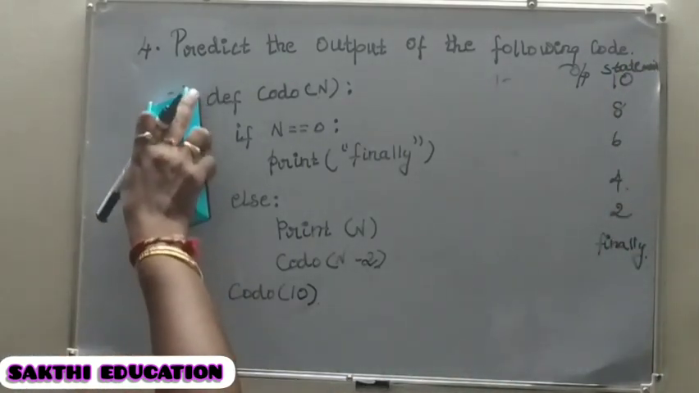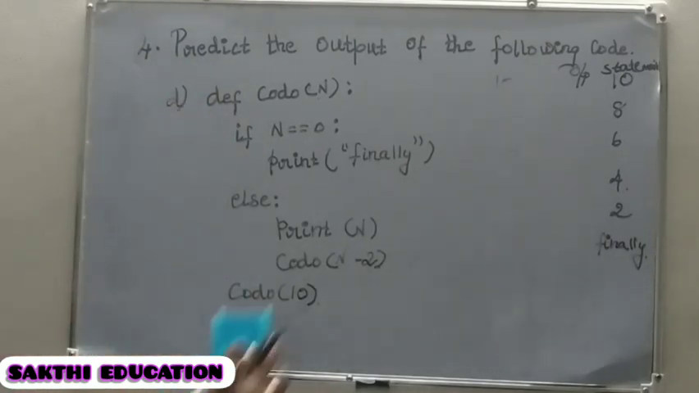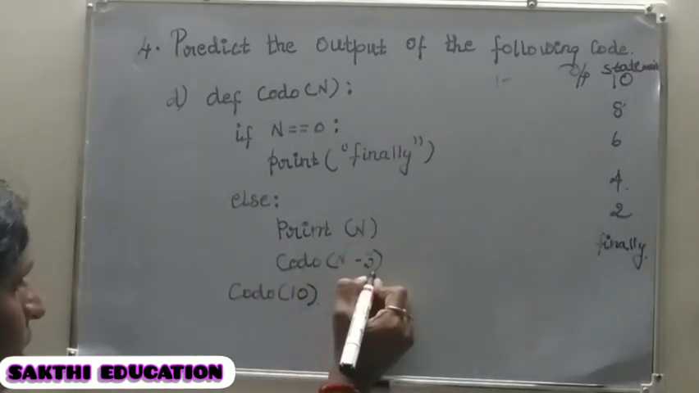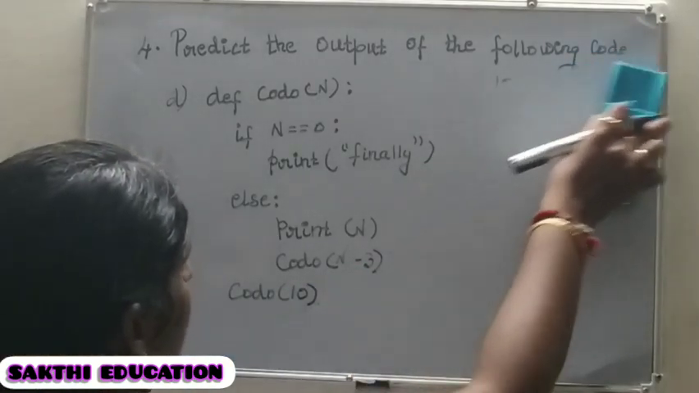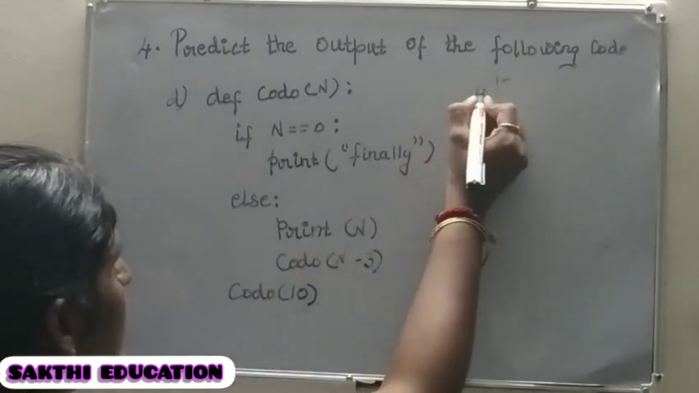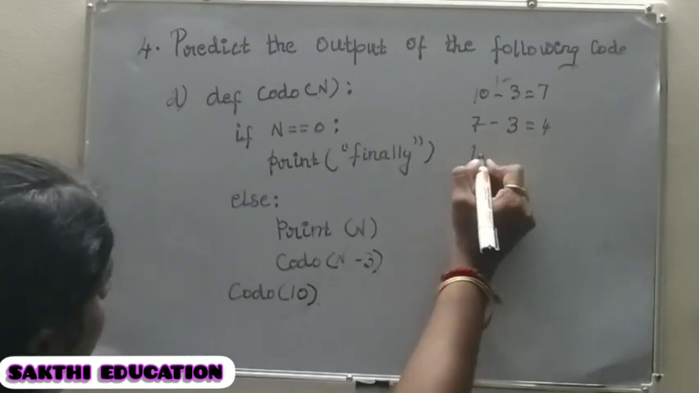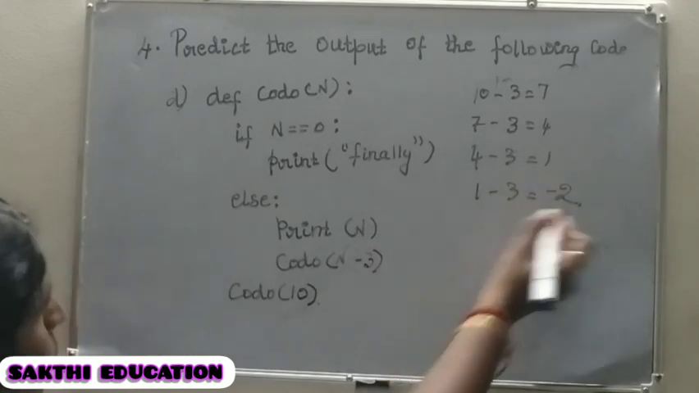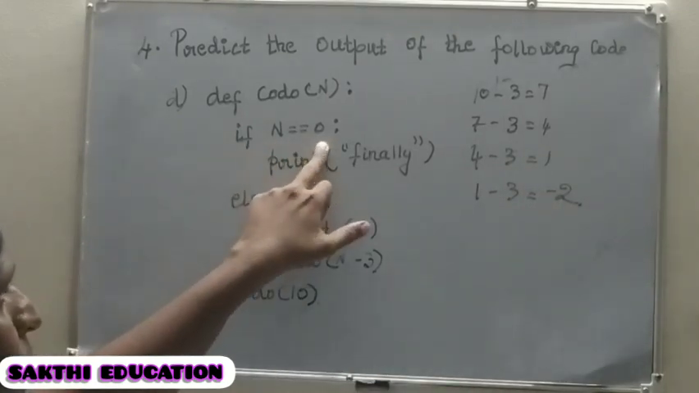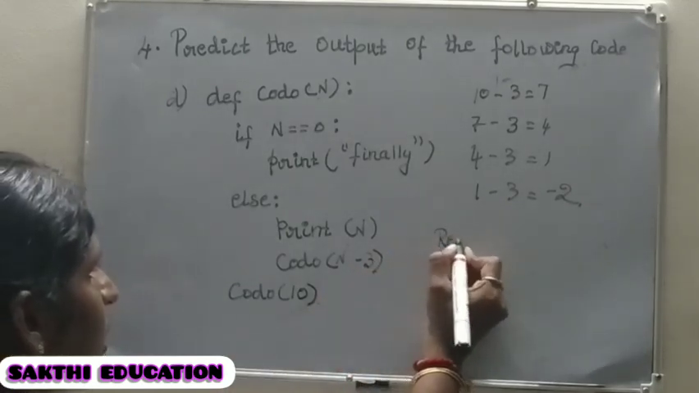Next, with a slight change, the D option. Okay, instead of n minus 2, if I give n minus 3, what will happen? If you reduce by 3, 10 minus 3 is what? 7. 7 minus 3 is what? 4. 4 minus 3 is what? 1. 1 minus 3 is what? Minus 2. You will never reach n equal to 0. The same error will occur. What? Recursion error will occur.